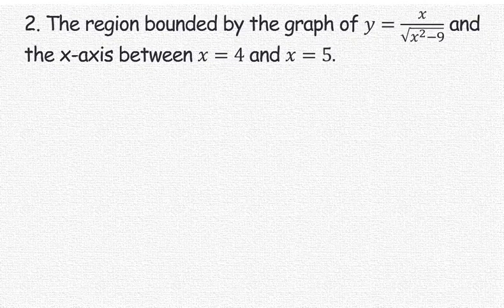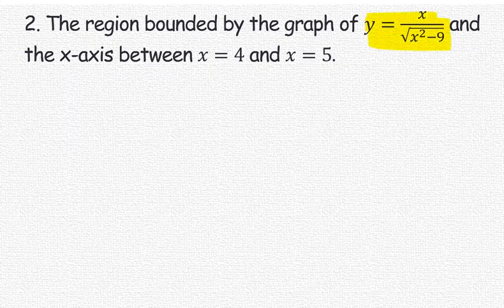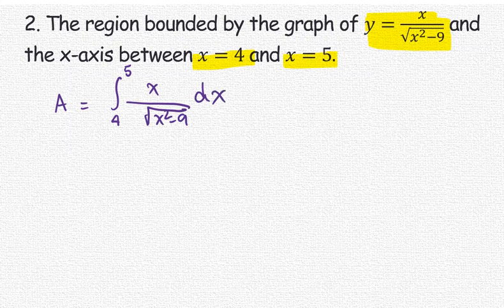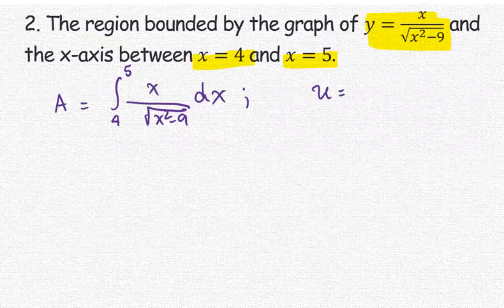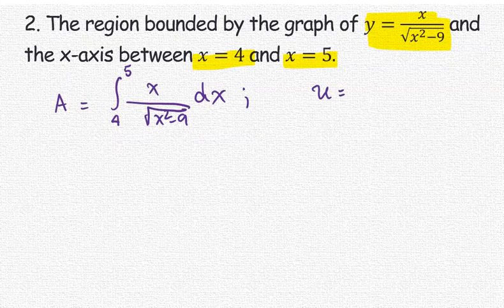Same situation for the area of the region bounded by the function y equals x over square root x squared minus 9 and the x-axis between x equals 4 and x equals 5. Set up the definite integral or the area as a definite integral from the lower limit 4 to upper limit 5. Everything in the x form at this point. So x over square root of x squared minus 9 with respect to x. What should be the variable u for this problem? The one that looks the most complicated, right?